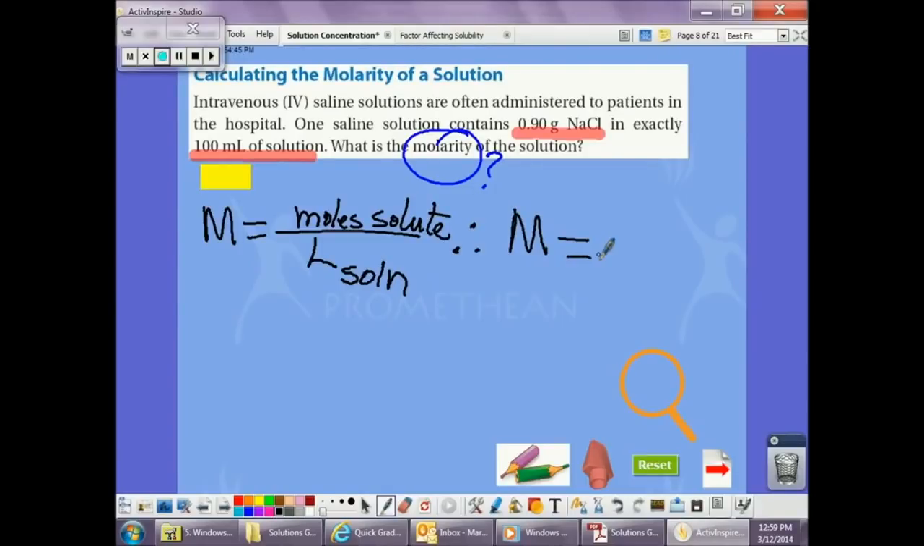What is the moles of my solute? Do I have the moles of the solute? No, I don't. So I need to go and find the moles of the solute. How do I find the moles of the solute? I have to use the grams.